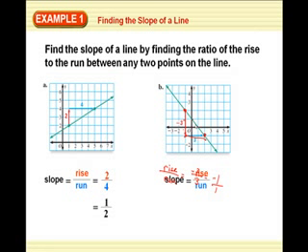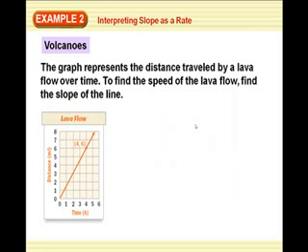Okay, so basically what I'm doing is I'm giving you a picture, you pick 2 points on the line, and you count the slope, rise over run. All right, example number 2, it says, interpreting slope as a rate. The graph represents the distance traveled by a lava flow over time. To find the speed of the lava flow, find the slope of the line. Well, there's one point written for us right here, 4, 6. I think the other point, since it starts down here, why don't we use 0, 0?